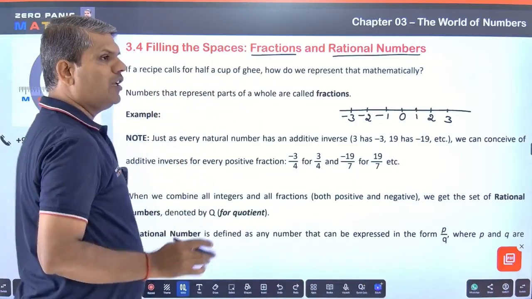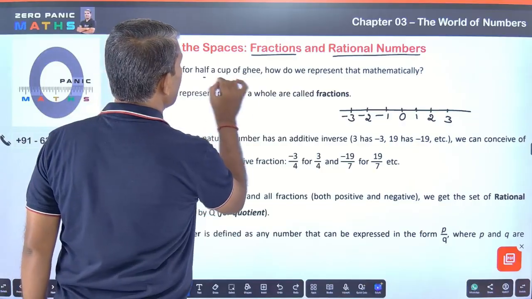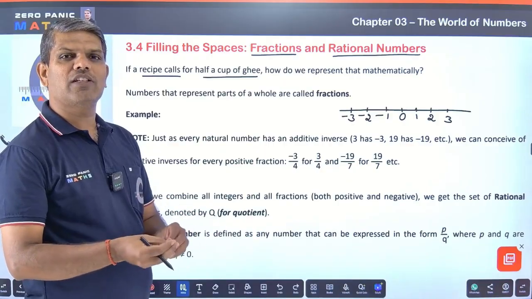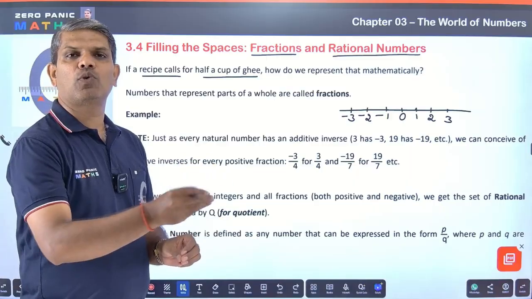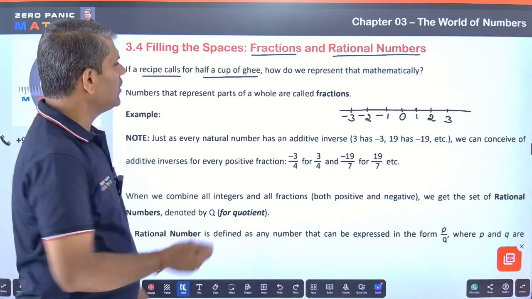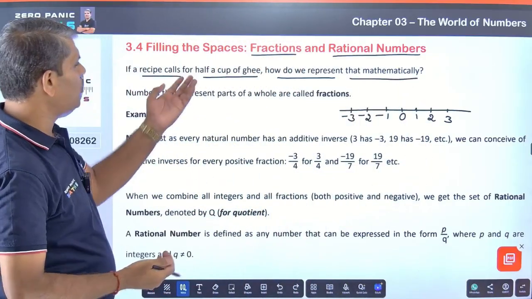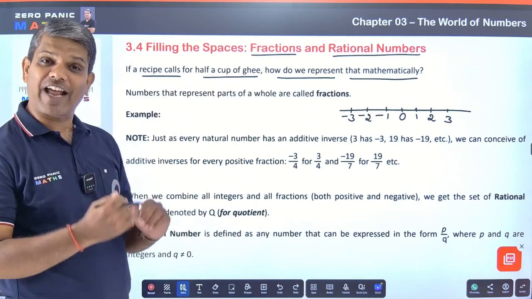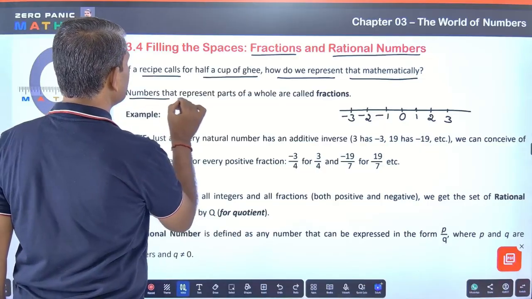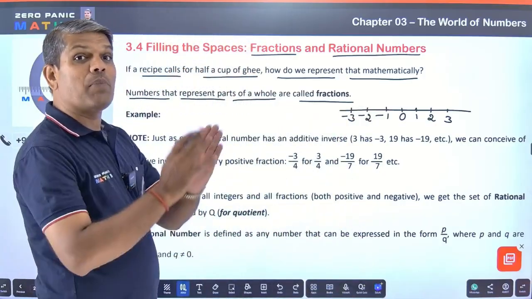Say for example, if you are preparing some dish and there is a recipe which calls for half a cup of ghee. Okay, there is a simple example. Or suppose a recipe says that half a teaspoon of sugar should be added. How do you measure that half? How do you represent that mathematically? Half a spoon of ghee, how do you measure that? That is a fraction. The numbers that represent parts of a whole are called fractions. Parts of a whole.